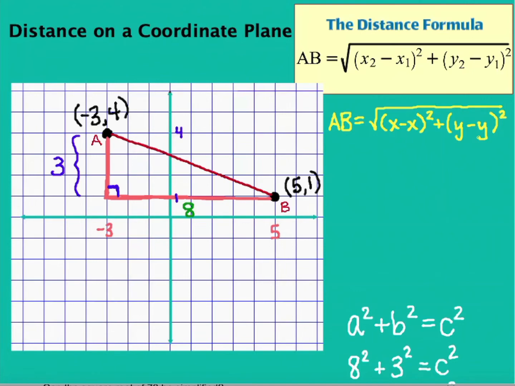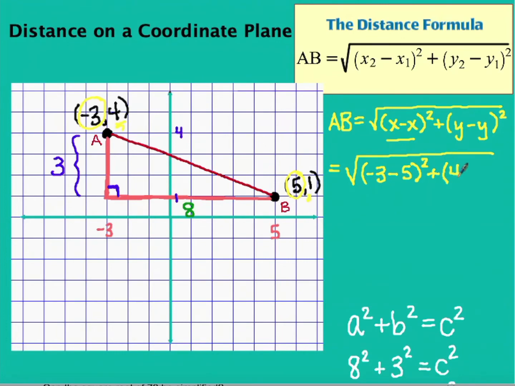Let's see if we can use this formula to find the distance. So first I'm going to take my two x values and subtract them. That was the -3 and the 5. The great thing is you can't screw up the order on this. So if I went -3 first and then -5, I would get the same answer as if I did the 5 first and then minus the -3. True story.